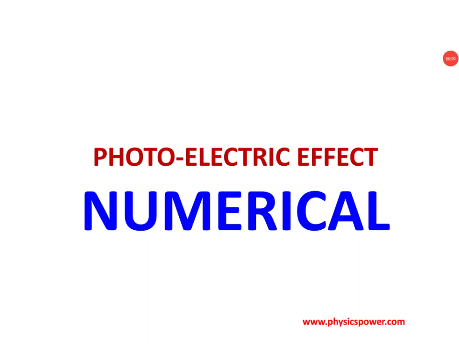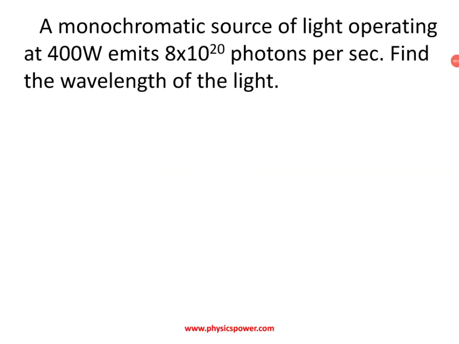Numerical on photoelectric effect. First problem. A monochromatic source of light operating at 400 watt emits 8 into 10 to the power of 20 photons per second. Find the wavelength of light.